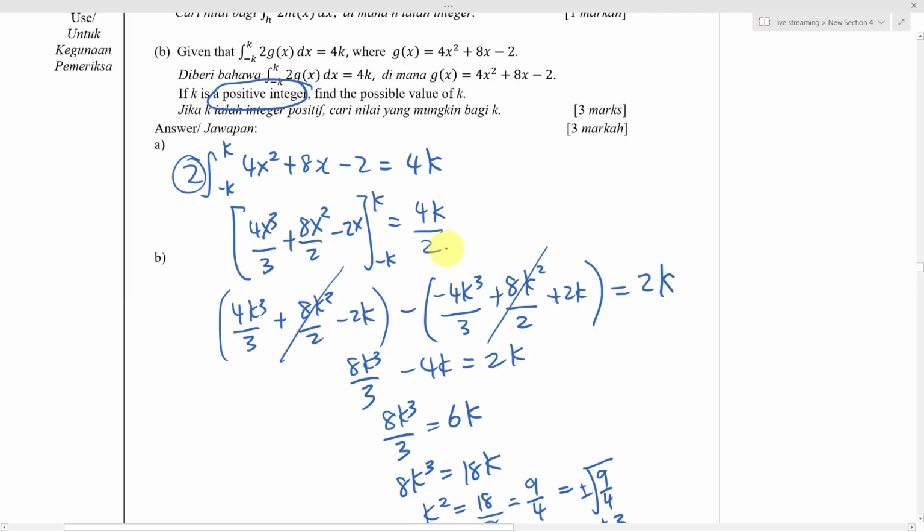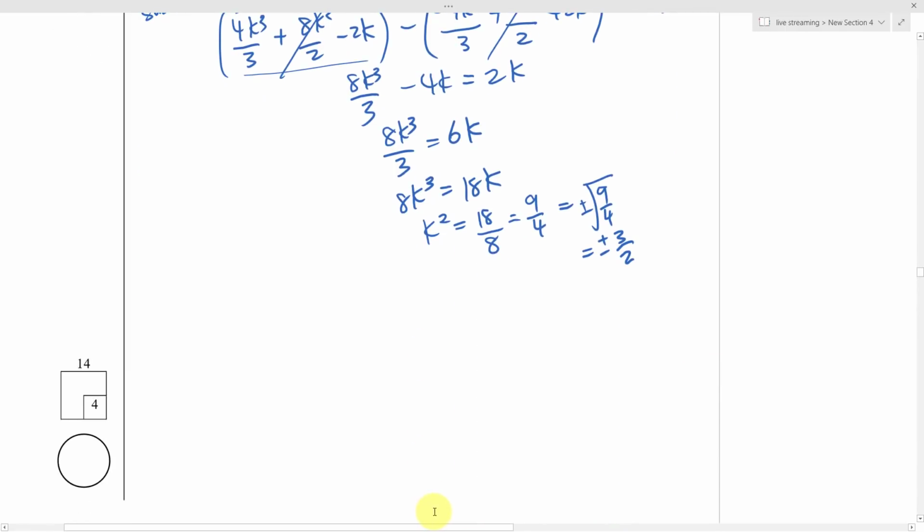The next thing is I integrate all these terms. You have to learn how to integrate them. Then I substitute the k into my first bracket here, and in the second bracket I substitute the negative k. And then I try to solve it until the end. I get k equals positive or negative 3 over 2. But because the question says k is a positive number, I will only take 3 over 2.